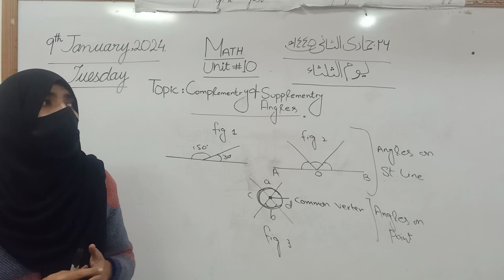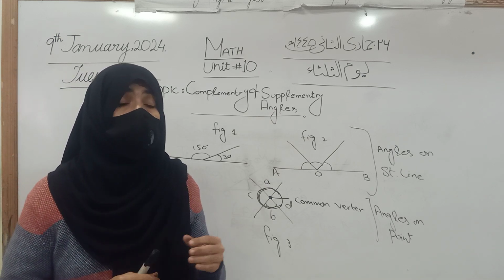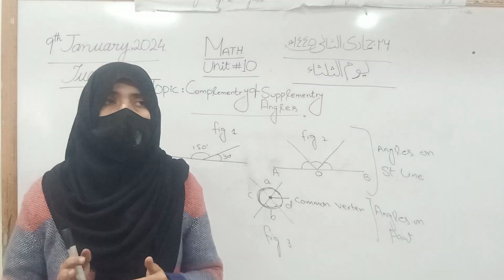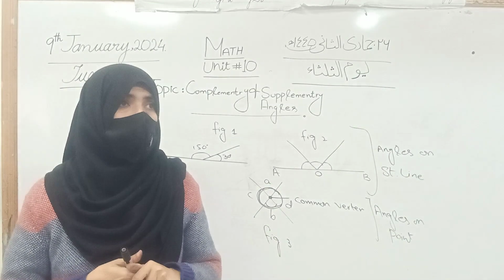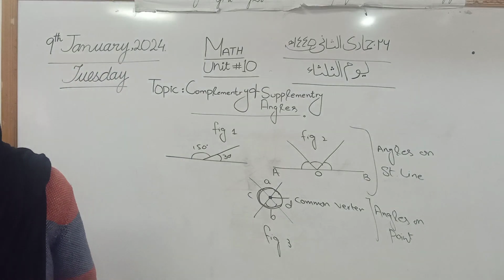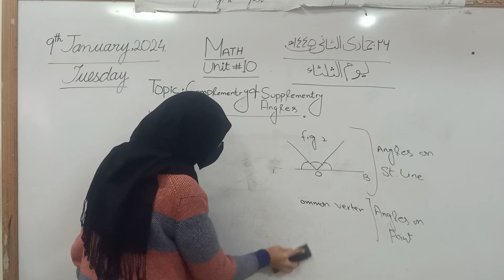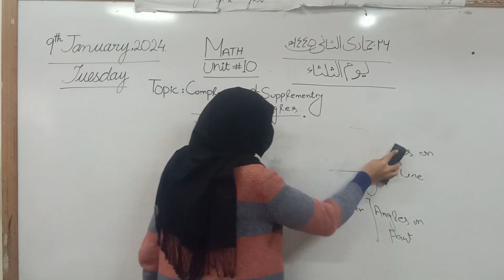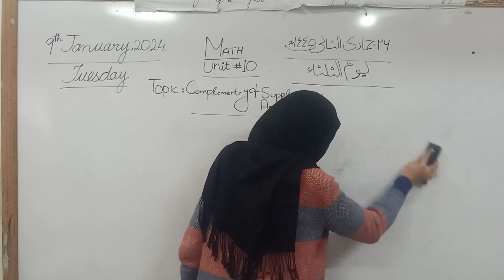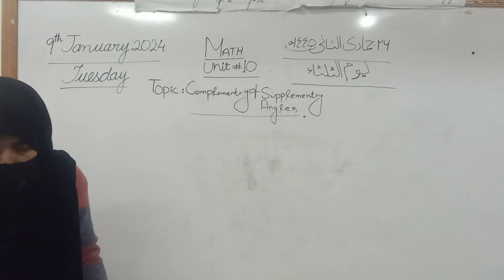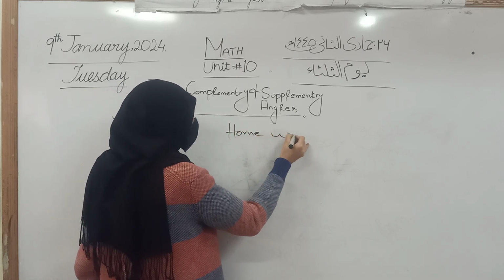After discussing up to this point, you will solve different figures, different angles, and different calculations you can do by yourself. Okay class, now your homework is this: you have to draw different angles related to complementary and supplementary. Okay, what is your homework?